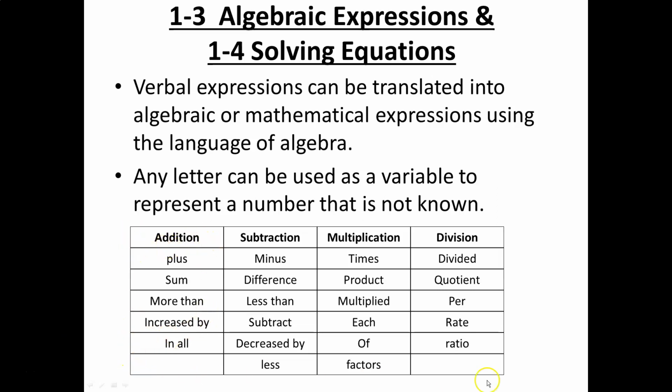And then down here, we have a whole bunch of words for our different mathematical operations. So for addition, we can say plus, sum, more than, increased by, in all. For subtraction, we can say minus, difference, less than, subtract, decreased by, and less. Multiplication, we use the words times, product, multiplied, each, of, factors. And division, we use the words divided, quotient, per, rate, and ratio.